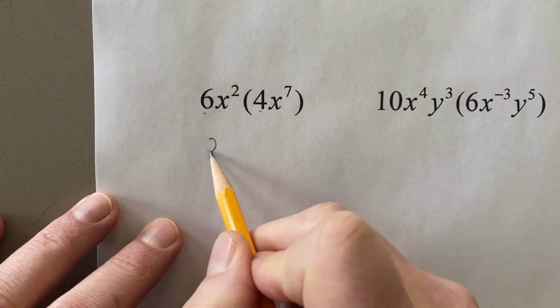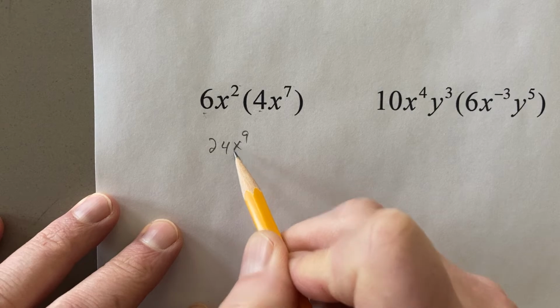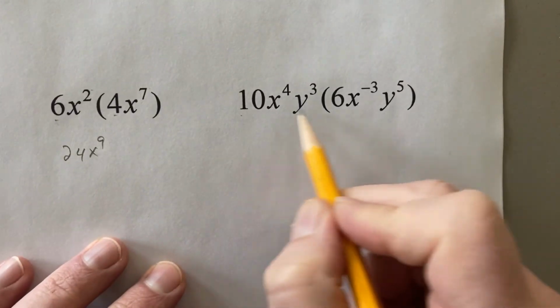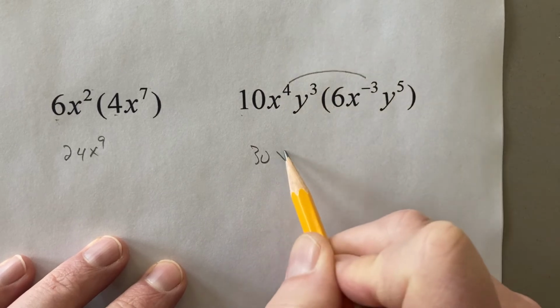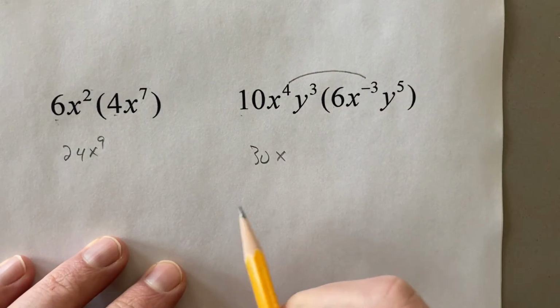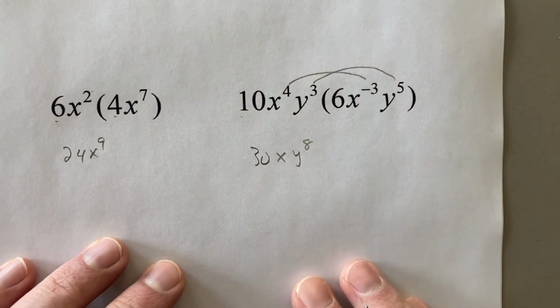6 times 4 is 24. 2 plus 7 makes 9. 10 times 6 is 60. 4 plus negative 3 is 1, x to the first, or just x. And then 3 plus 5 makes 8.